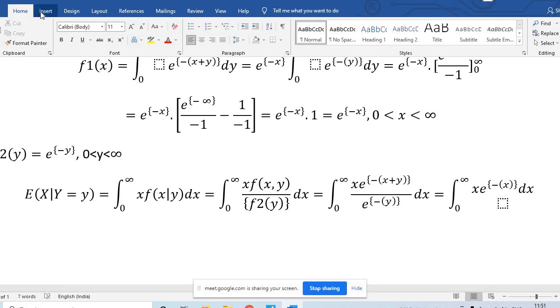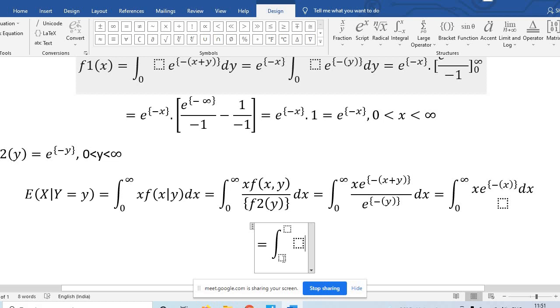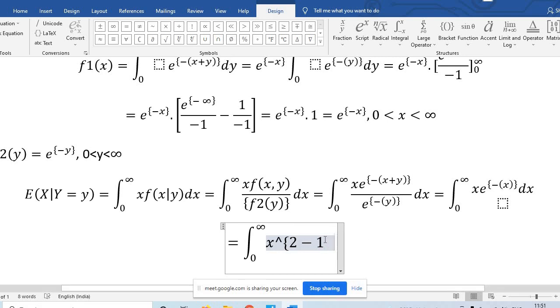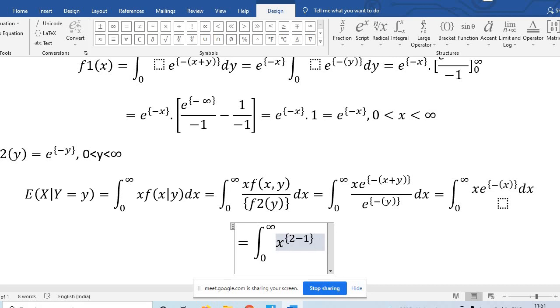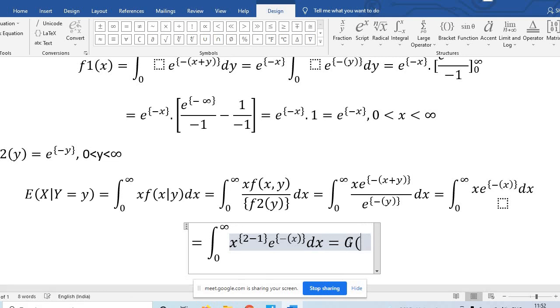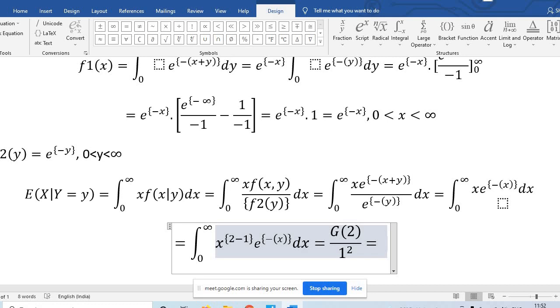Now what will be the next step? That equal to the integral from 0 to infinity of x raised to 2 minus 1 into e raised to minus x dx. So that is actually the gamma function. So the answer will be gamma 2 divided by 1 raised to 2. Gamma 2 is 1 factorial, so just one.